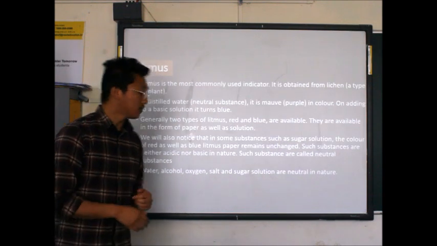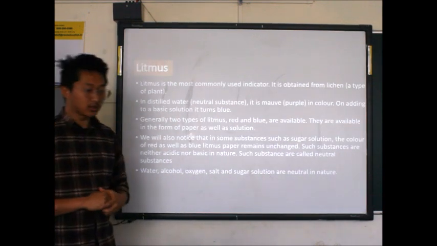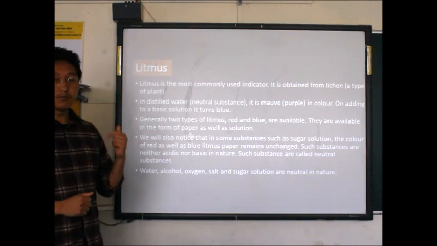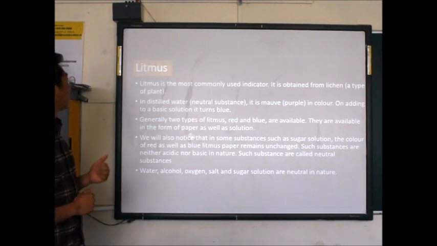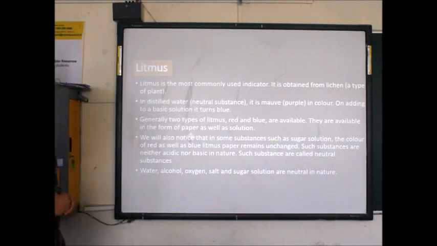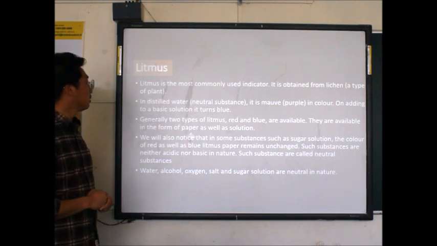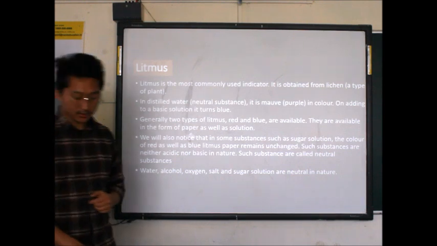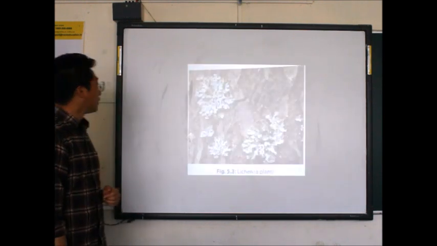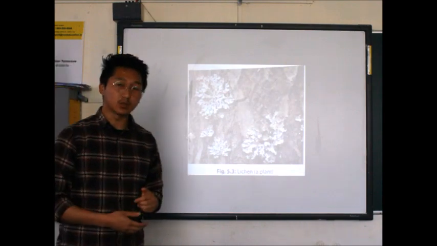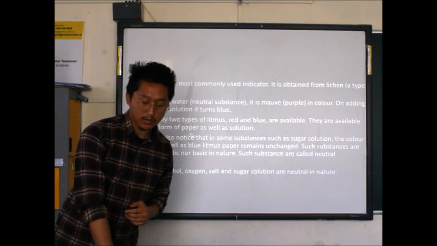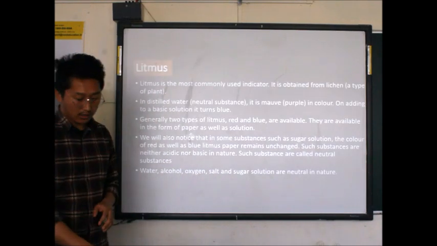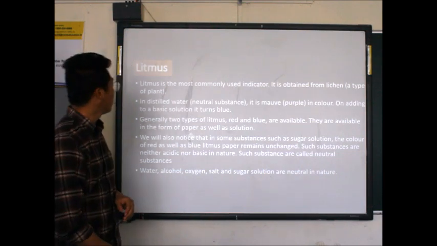The first one is litmus. Litmus is an example of an indicator, and it is the most commonly used indicator. It is obtained from lichen, a type of plant. You can see in the picture, lichen is a type of plant. It grows on rocks, branches of trees or on walls. It grows anywhere.